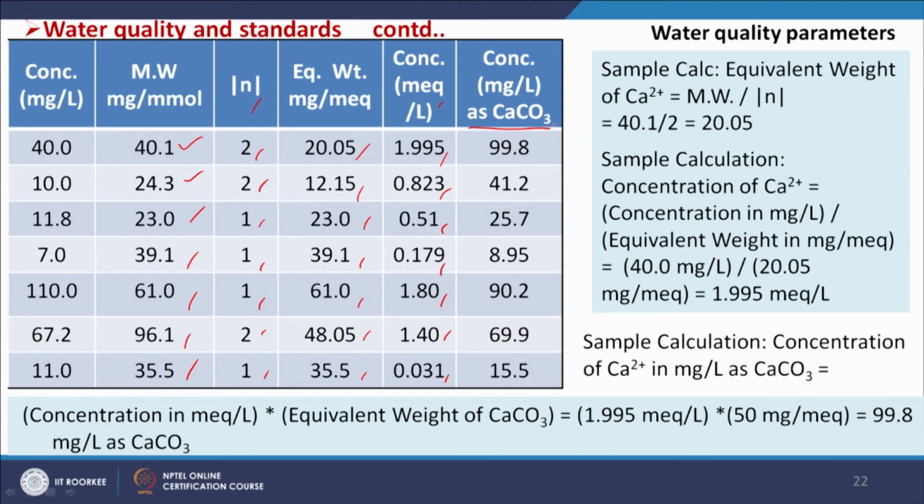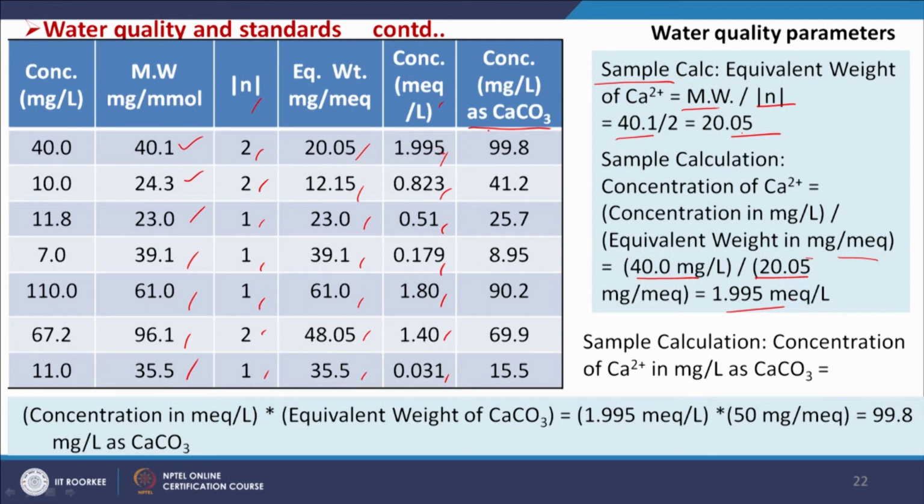For example, for a sample calculation, the equivalent weight of calcium is equal to molecular weight divided by n, that is 40.1 divided by 2, which is 20.05. The molecular weight 40.1 is given. Then the concentration of calcium 2 plus will be the concentration in mg per liter divided by the equivalent weight in mg per milliequivalent. That is 40 mg per liter divided by 20.05, which gives 1.995 milliequivalent per liter. So, up to this it is fine.